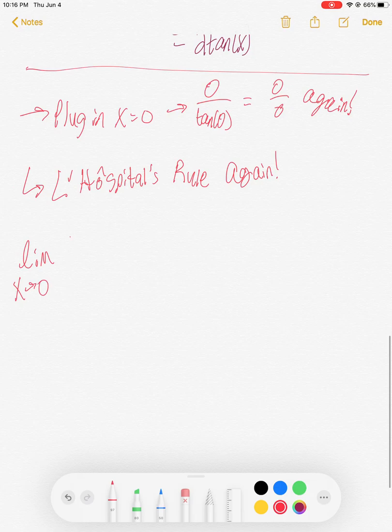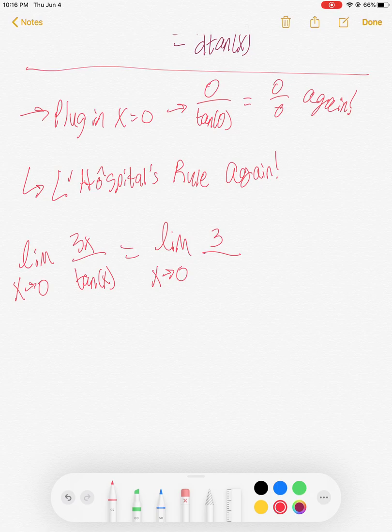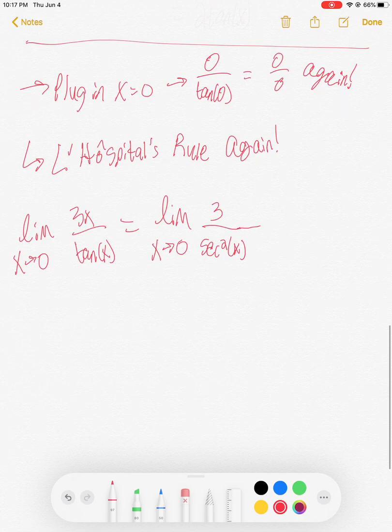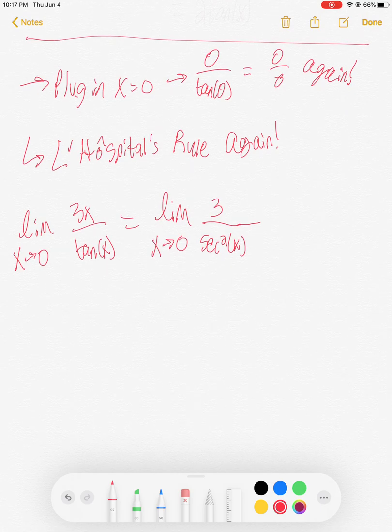Okay, so there's no rule saying you can't do L'Hopital's rule more than once. You absolutely can, and that's actually pretty common. So we use L'Hopital's rule again. We have the limit as x approaches 0 of 3x over tan x. If I take the derivative of the numerator, I just get 3. The denominator, again, we all know that derivative, right? The derivative of tangent is secant squared.